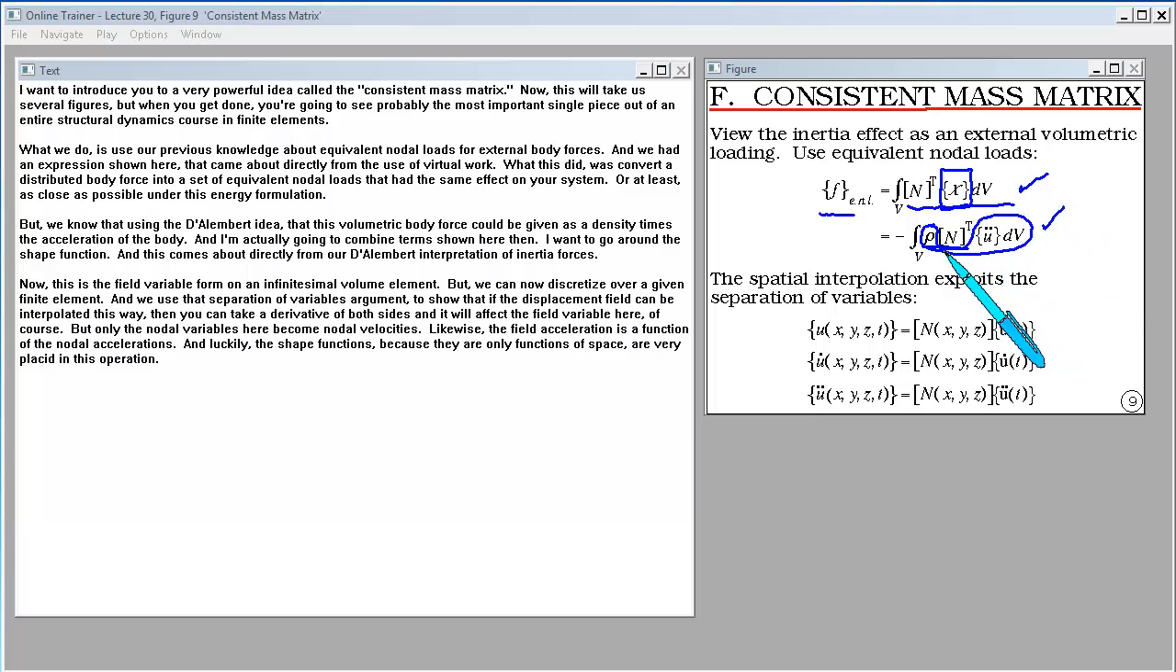This is the field variable form on an infinitesimal volume element, but we can now discretize over a given finite element. And we use that separation of variables argument to show that if the displacement field can be interpolated this way, then you can take a derivative of both sides, and it will affect the field variable here, of course, but only the nodal variables here become nodal velocities. Likewise, the field acceleration is a function of the nodal accelerations. And luckily, the shape functions, because they are only functions of space, are very placid in this operation.